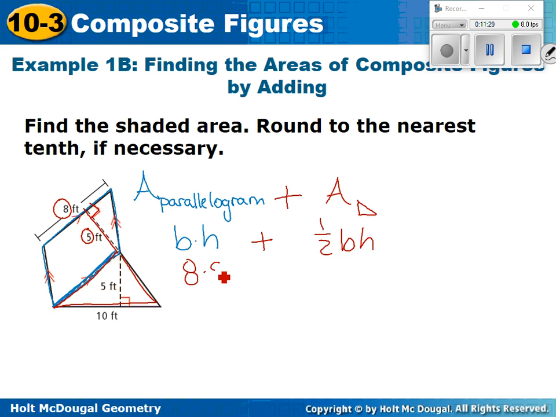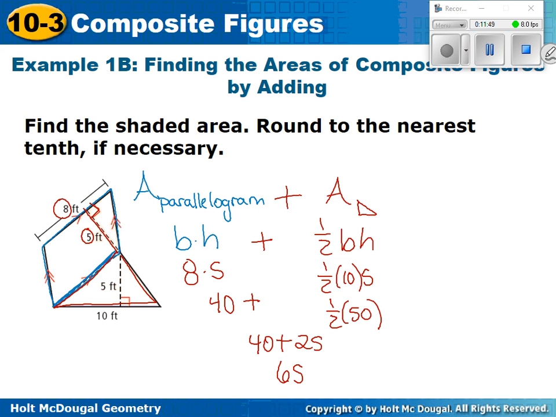So we're going to have 8 times 5, which is 40. Then go to the triangle. What's the base? 10. What's the height? So we have 1/2 10 times 5, which is half of 50, which is 25. And 40 plus 25 is 65. Units would be feet squared. Questions, Dad?